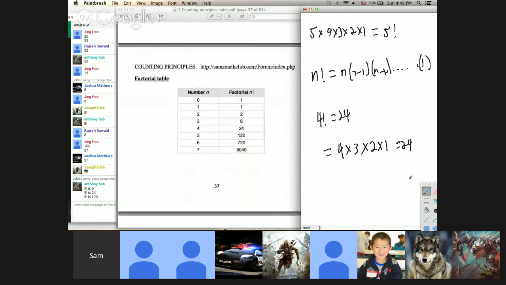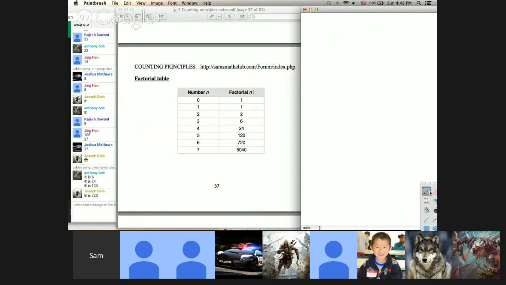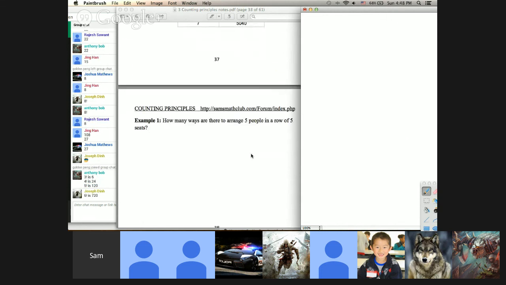You can get to really big numbers using factorials, but that's beside the point. Right here, you see there's a table. They get really big as you go on, right? And 7 factorial is 5040. Okay, so how many ways are there to arrange 5 people in a row of 5 seats?